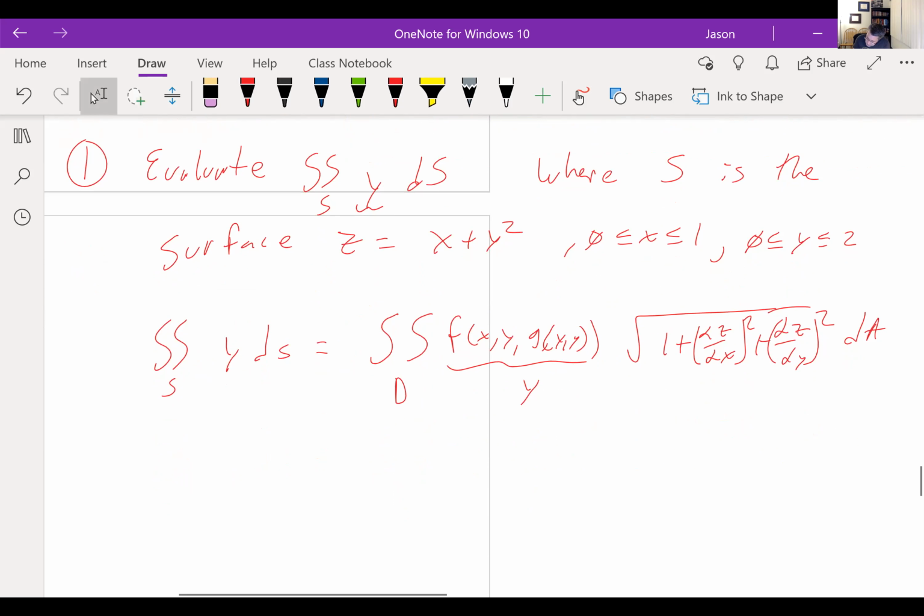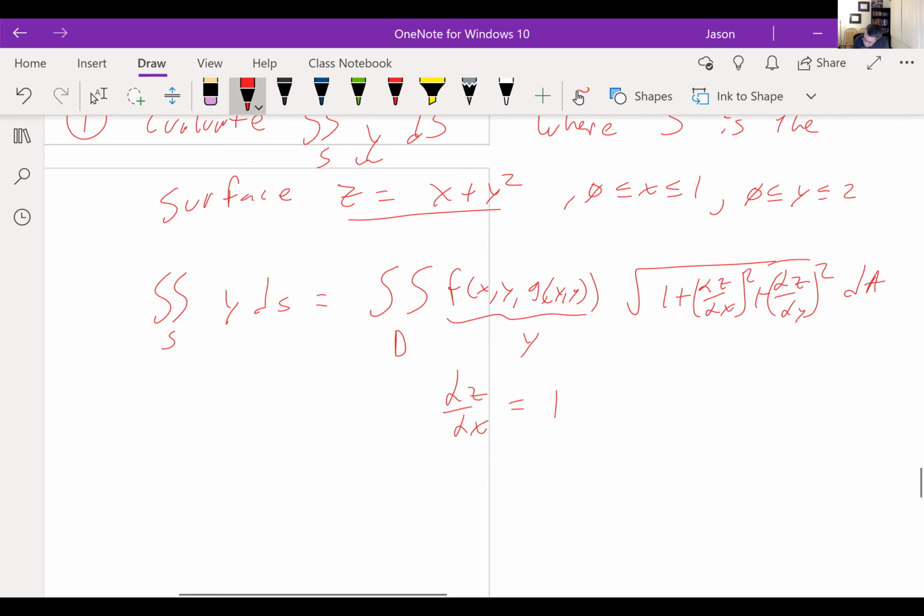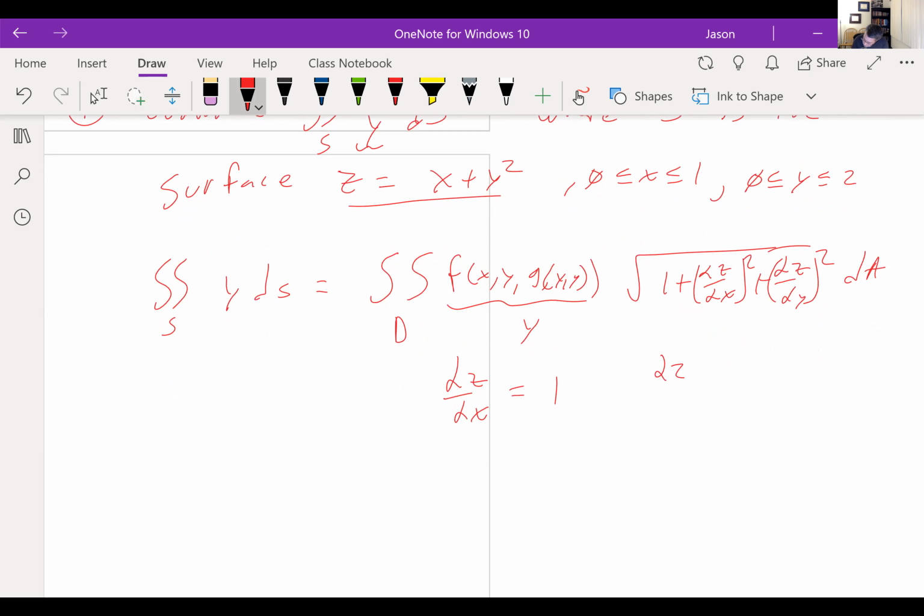Okay, so now let's see what we got here. That's the surface that I'm looking over. What is dz/dx? What is this with respect to x? Well, it's just 1. And then what is dz/dy? Well, that's just 2y.